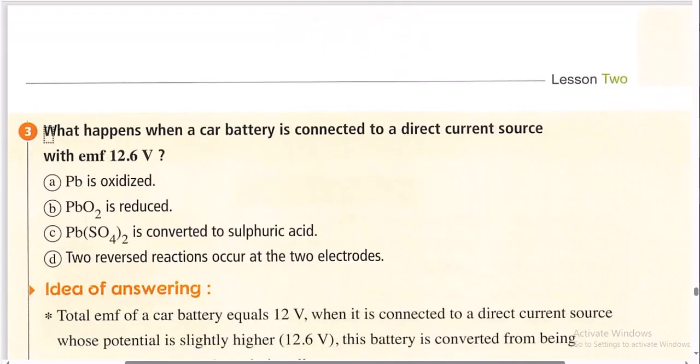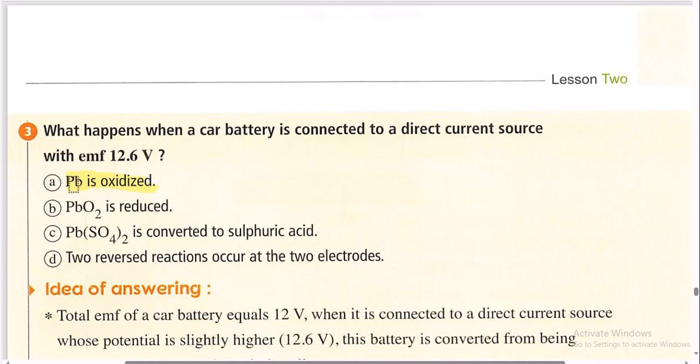Another question: what happens when a car battery is connected to a direct current source with EMF, or electromotive force, 12.6 volt? So what is the reaction that happens during that charging, not discharging? It is connected to an outer source of electric energy, so it does not act as a galvanic cell. It acts as an electrolytic cell.